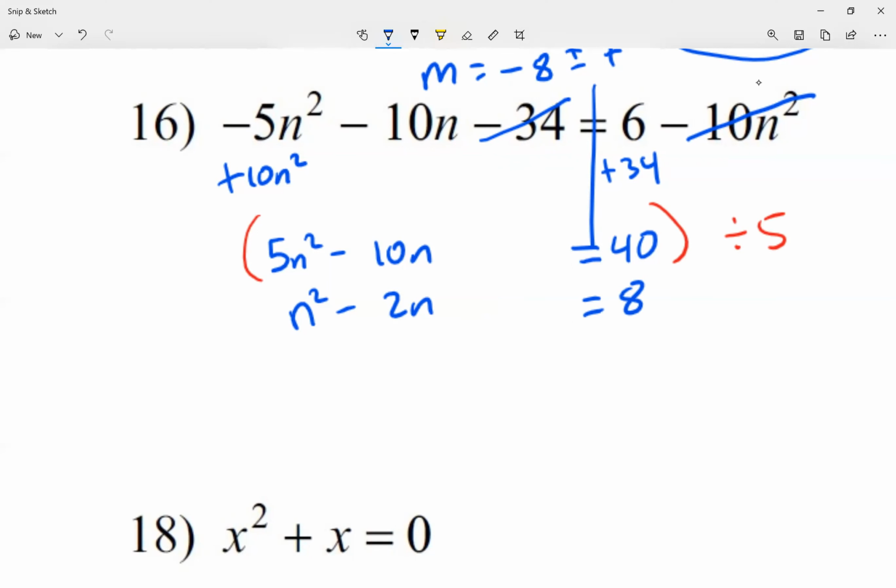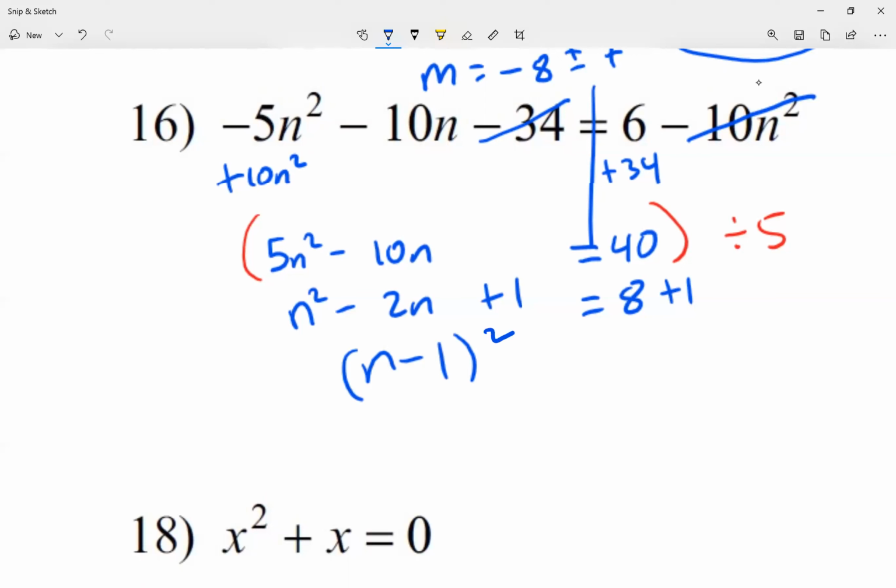I said, all right, minus 2. The half of minus 2 is minus 1. Minus 1 all squared, or negative 1 all squared is positive 1. So I'm going to add a 1 to both sides. If I was to factor the left side, I'm going to have n minus 1 all squared. On the right side, a plus 1, that gives me 9.